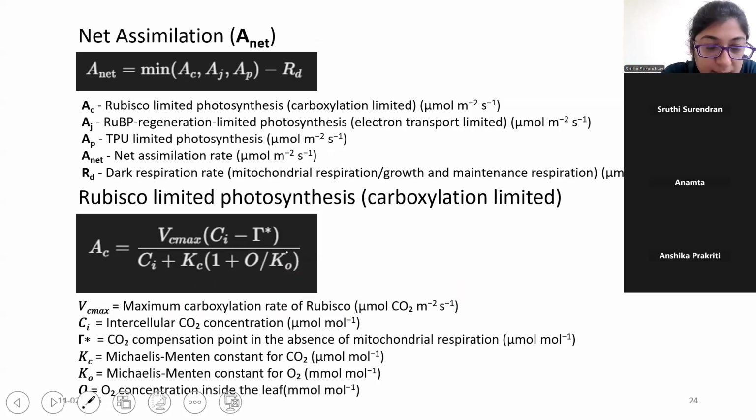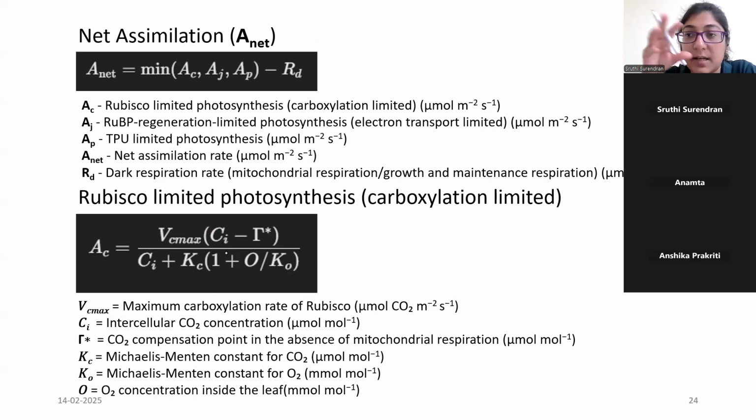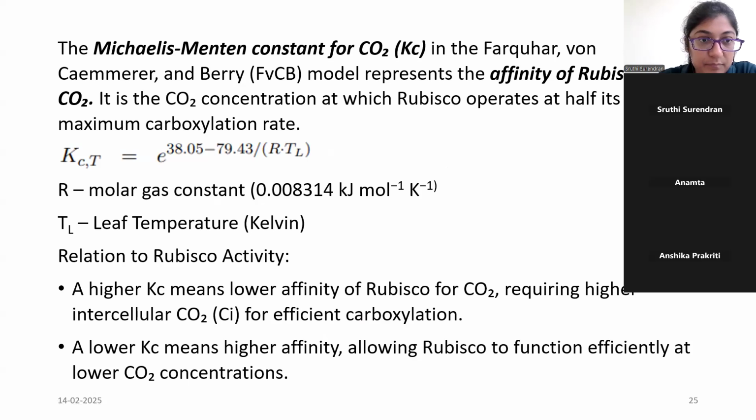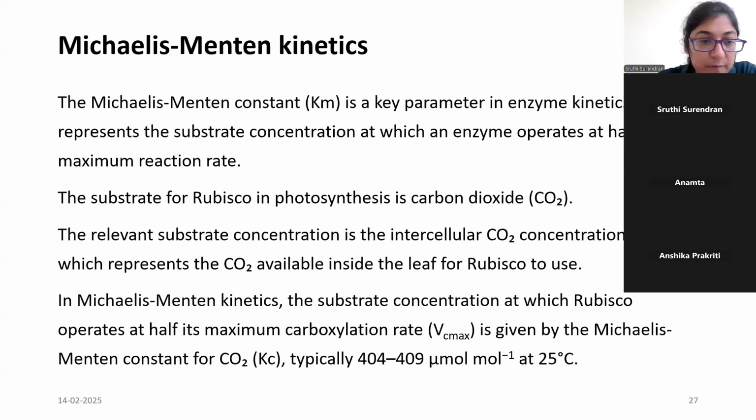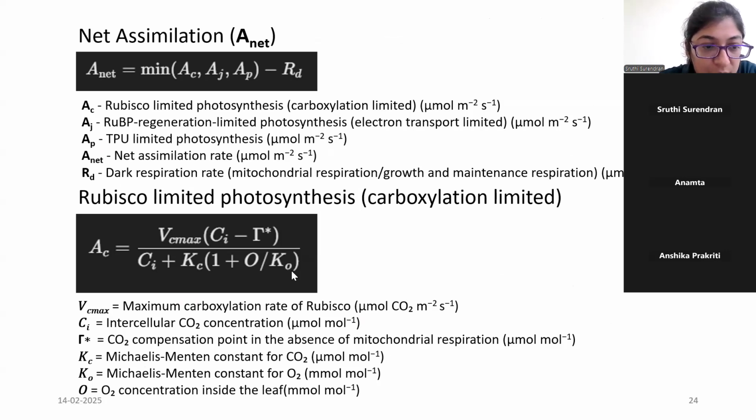Now inside the bracket you see two terms, Ci minus gamma star. Ci is again from the ACi curve, the intercellular leaf carbon dioxide concentration, in mole fraction, in micromoles per mole. This tau star or gamma star is called the carbon dioxide compensation point in the absence of mitochondrial respiration. So let's see what that is. Okay, before that, we'll go into these terms Kc, K naught, and O.